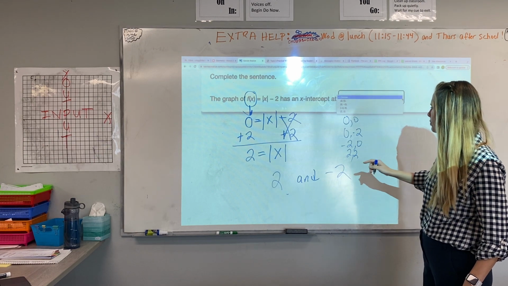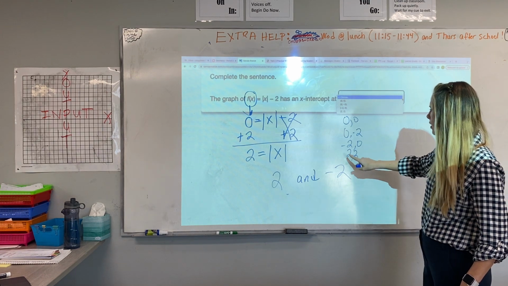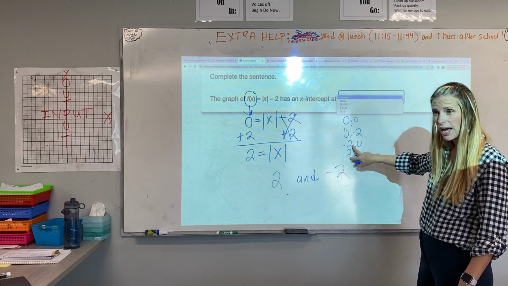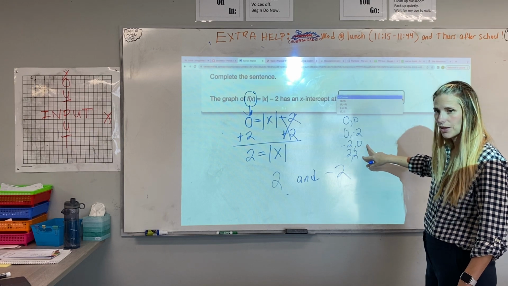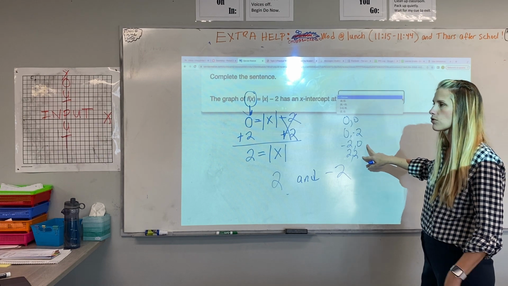Now, 2 could be an x value. Oh, that's y value. And negative 2 could be an x value. So are these both correct? No, because the 2 and 2, and 1 is not negative. They're both positive. That's not why it's wrong.